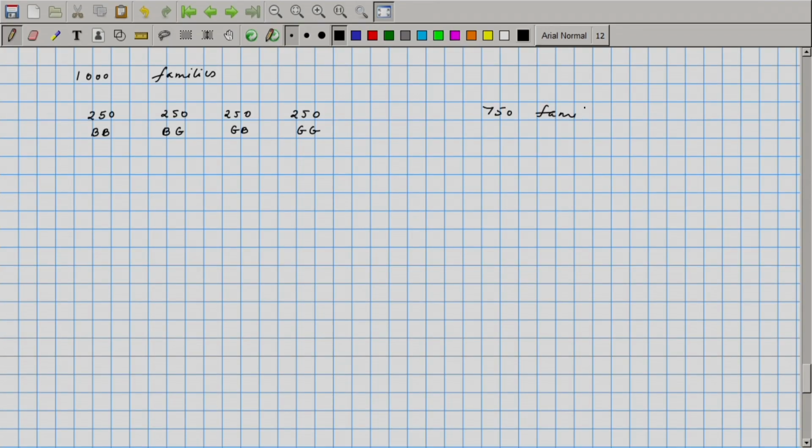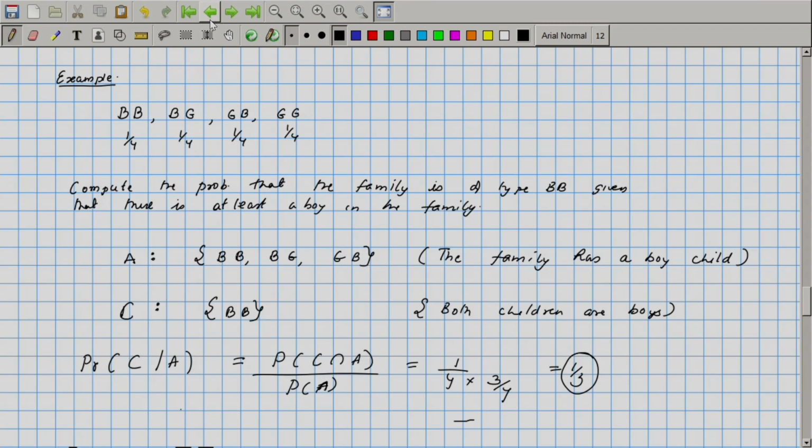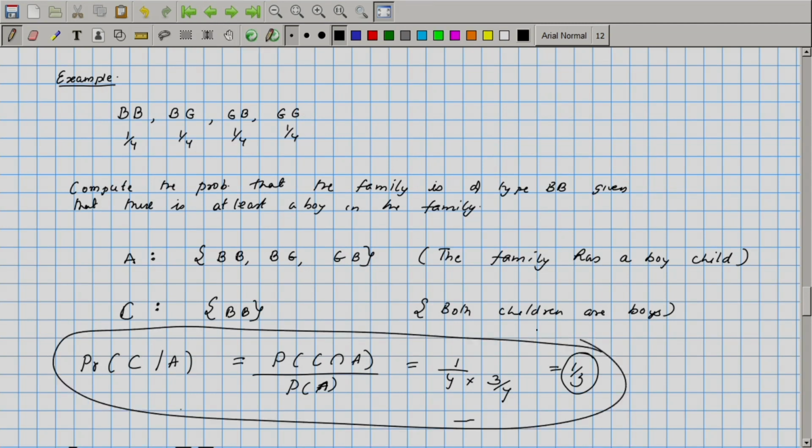When you focus your attention on families which contain a boy, I mean at least a boy, those are essentially 750 families. Out of these 750 families, 250 of them are boy-boy type, and 500 consist of one boy plus one girl. Okay. And so, you would expect the ratio to be 1/3, and that is precisely what this calculation shows us. Okay. So, this is a brief introduction to conditional probability.